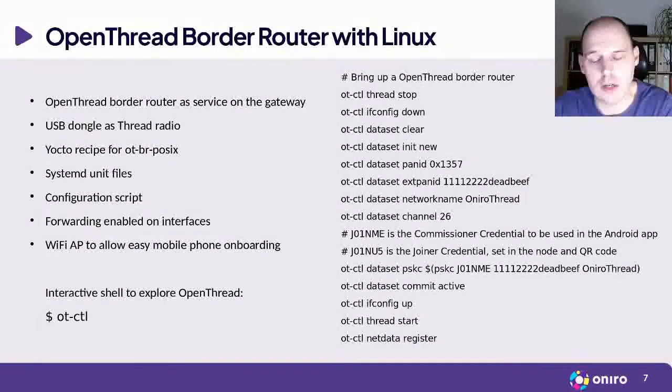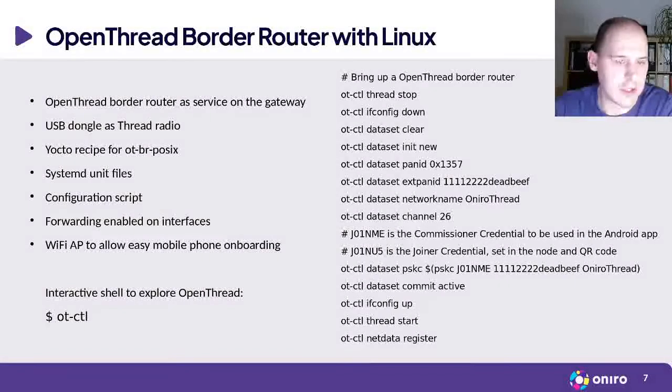So the commissioner is the one you might need to enter on the Android application when doing the first onboarding of a device. And the joiner credential is something shared between the firmware of the device as well as the QR code that is used for the onboarding. I will explain about that a bit later.